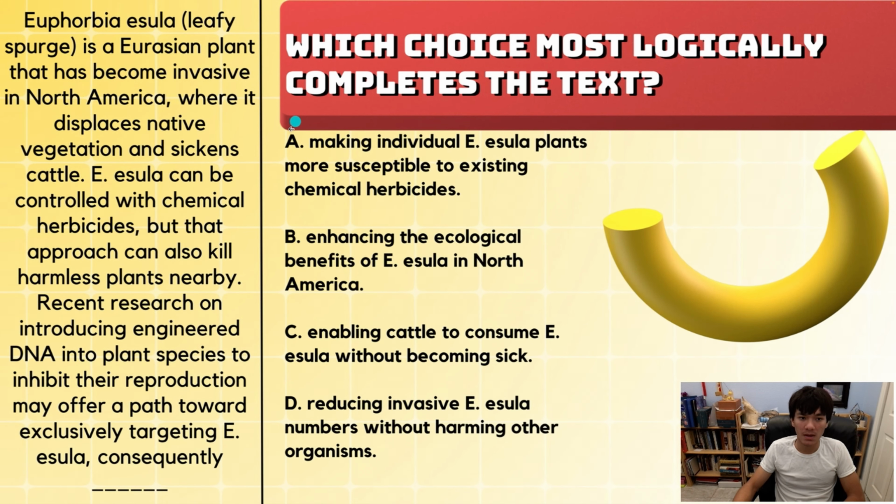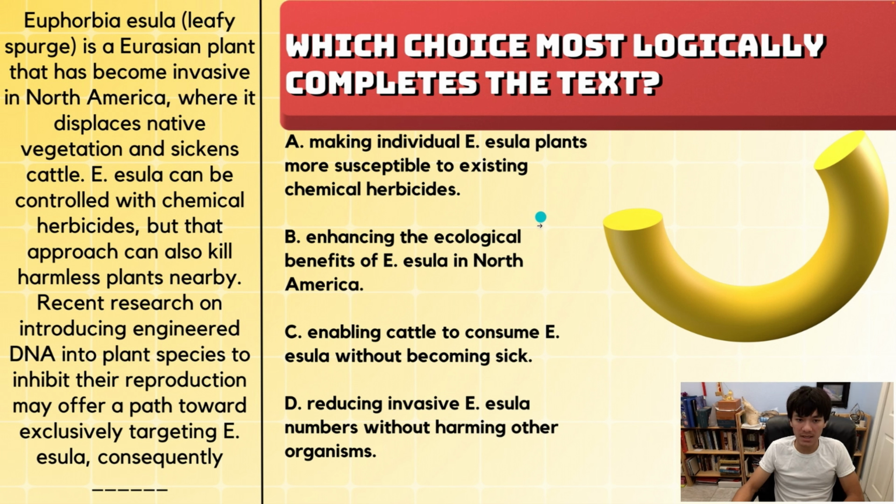Let's check out A. A says, consequently, making individual E. esula plants more susceptible to existing chemical herbicides. Okay, so the text is giving the idea that engineered DNA inhibits reproduction. It doesn't say anything about the herbicides inhibiting reproduction. It's talking about DNA here. Herbicides are mentioned earlier, but we switch to DNA. So we know that A is incorrect because it's talking about an idea that we've already passed.